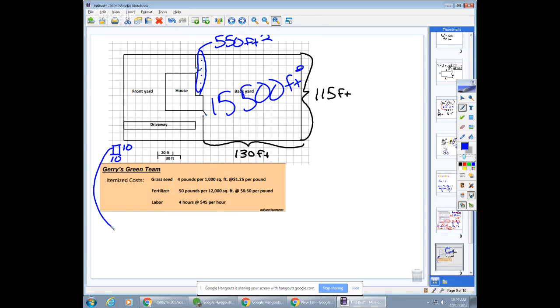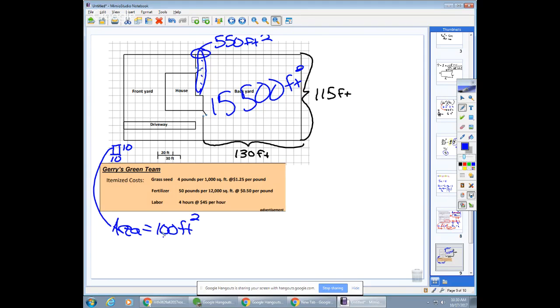So the area of one square is 100 square feet. So there's 100, 200, 300, 400, 500, and that at the top is half a square. So half of 100 would be 50. So that's why I was calling it 550. With me? Yeah, I was only counting by 10.